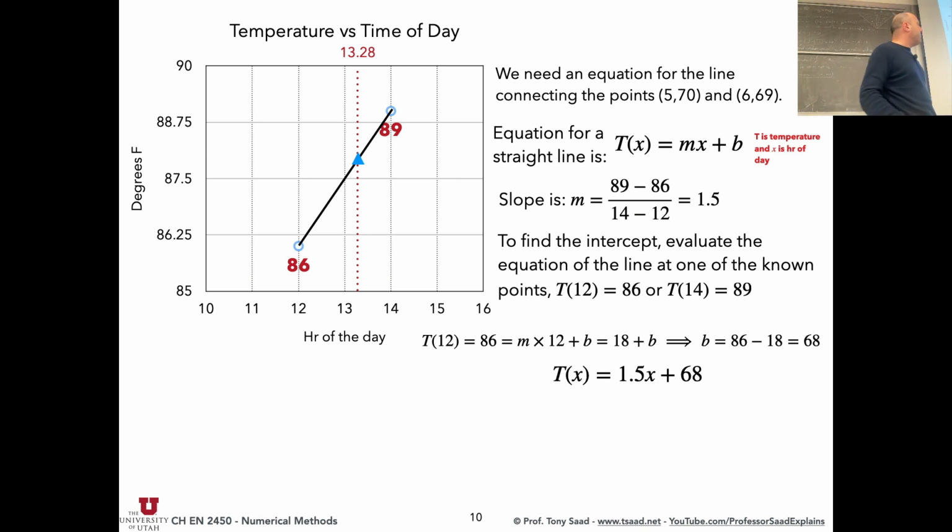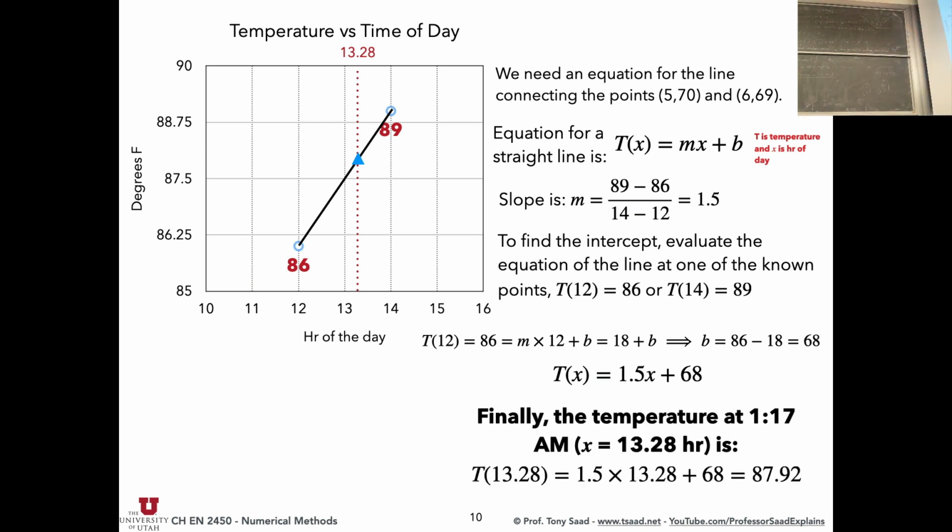Now you have the equation for that straight line between those 2 points. Next, all you have to do is evaluate that equation at any point in between. So if I evaluate it at 13.28, it gives me 87.29. That's a reasonable value because it's between those two values, 86 and 89. And I don't expect to have some crazy solar heating in between those temperatures, right? So that's a reasonable value. Agreed? Okay.